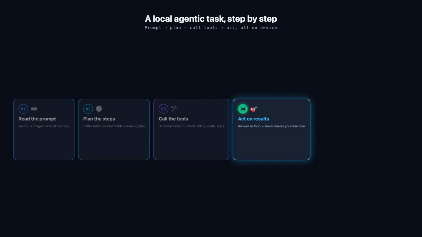Finally, the model acts on those results and either returns an answer or loops back for another round. It can write and edit real code, and on the SWE Bench Pro test it reportedly lands around 51. That whole loop, reading, planning, calling, and acting, runs on your machine, so nothing about the task ever leaves your control.